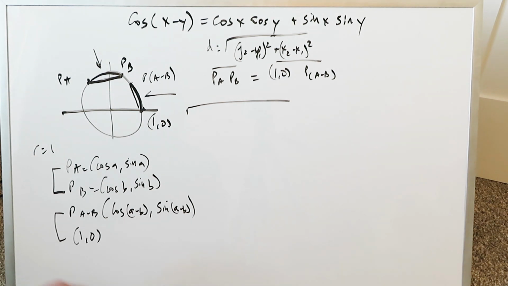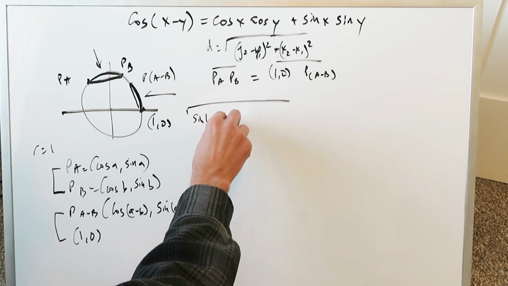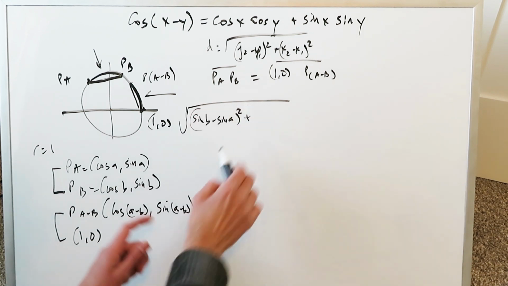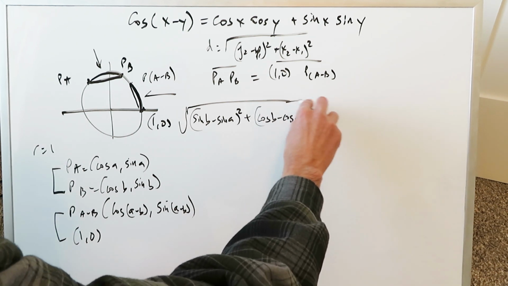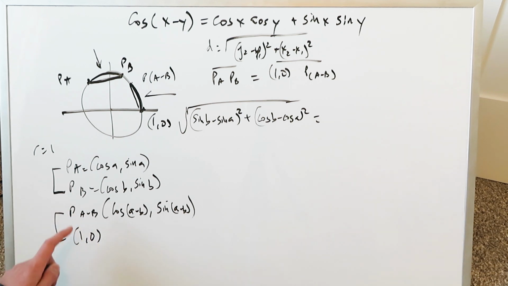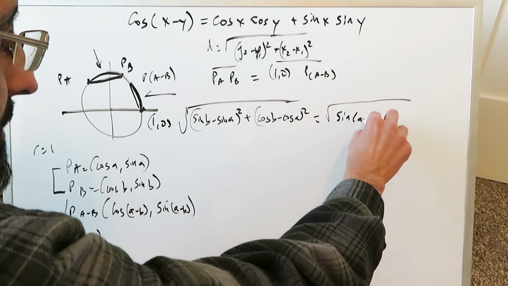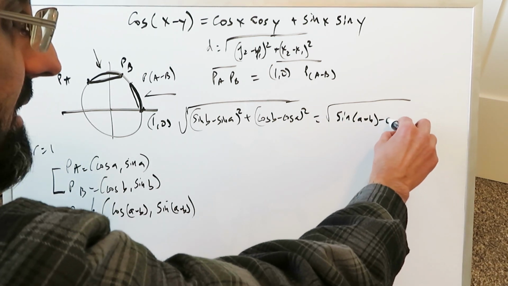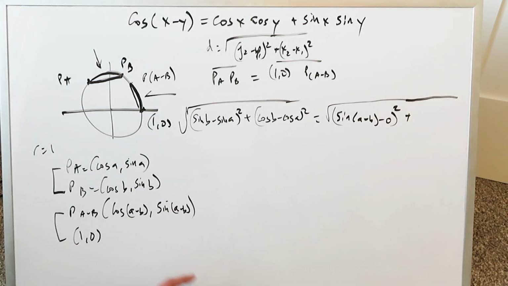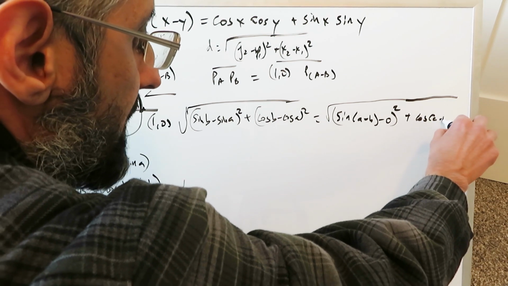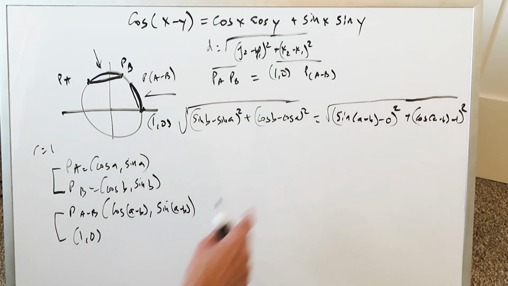From point A to point B, you have x1, y1, x2, y2. You'll have here sine B minus sine A whole square plus cosine B minus cosine A whole square, which should equal the distance from these two in terms of the chord. You can do right over here sine A minus B minus 0 whole square plus cosine A minus B minus 1 whole square. Y2, Y1, X2, X1, that's how everything is played out.